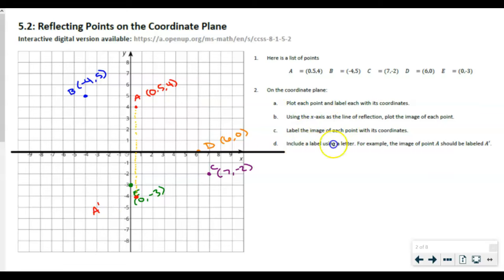So I'm skipping ahead to D, right? Include a label using a letter. So A and the reflection is A prime. And I'm also going to do step C at the same time. I'm going to label it with its new coordinates. And the new coordinates are over 0.5, and this time it's down 4 for a -4. Continue on with each of those. Where is point B going to be? Who can give me the directions or tell me the coordinates of that new image for B? Oscar?